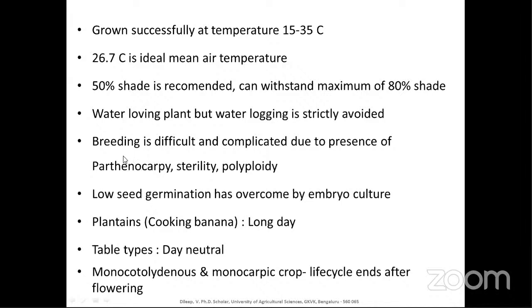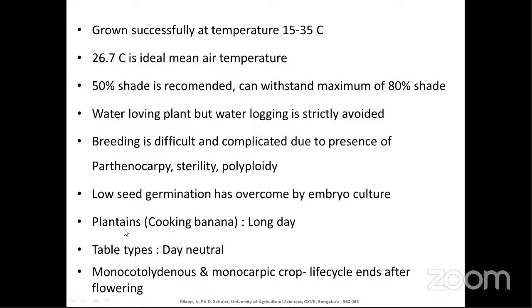For general sake, for any fruit crop and any crop, water logging has to be avoided. Breeding is difficult and complicated because of what we know are the associated complications, that is parthenocarpy, sterility and polyploidy. Hence breeding is difficult for crop improvement. Low seed germination has been overcome by the embryo culture technique. Even the IIHR has a standard embryo culture technique for Elakki Bale. I will be giving those things in the notes.